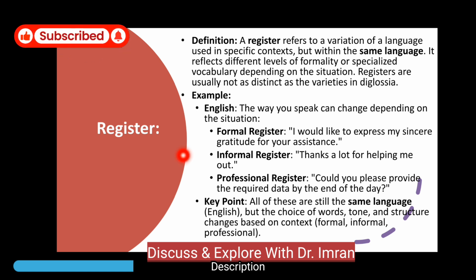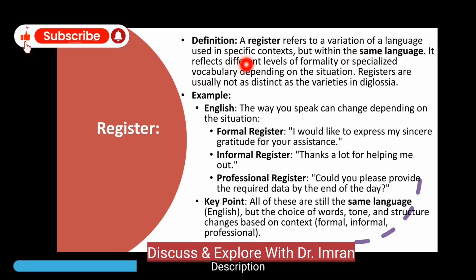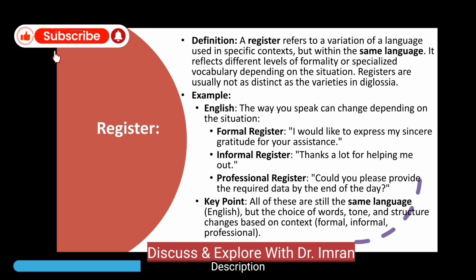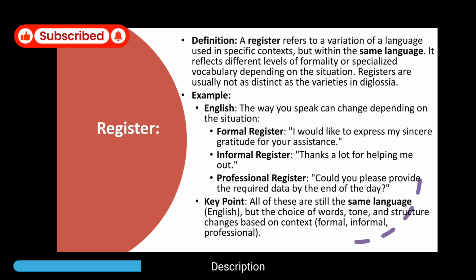Now, what is register then? Definition: a register refers to a variation of language use in specific contexts. So both have variation. In diglossia we also have variation, and in register we also have variation. But the notion of diglossia is different from the notion of register. Register refers to the variation of language use in specific contexts, right?